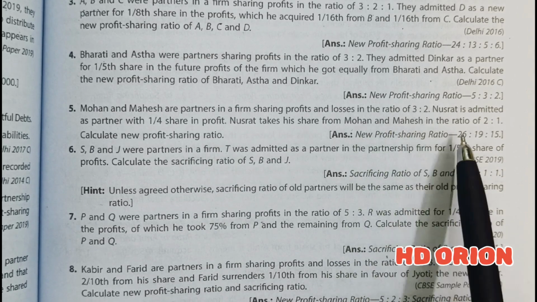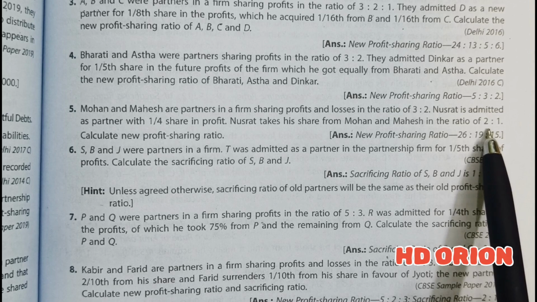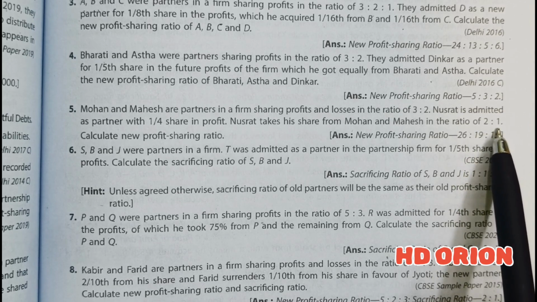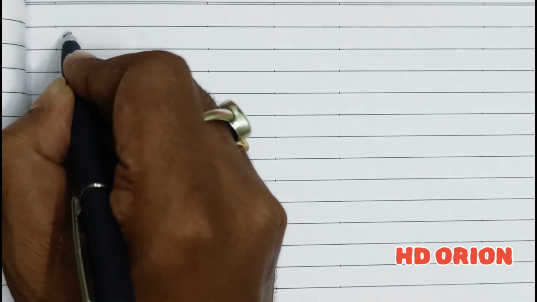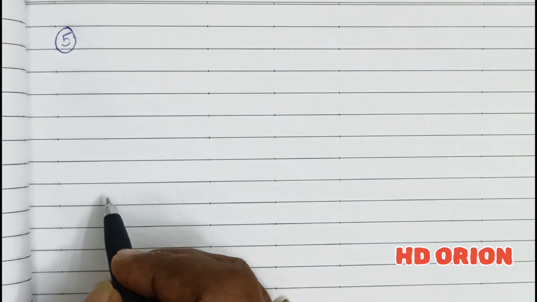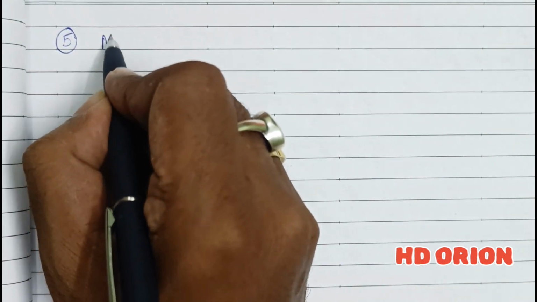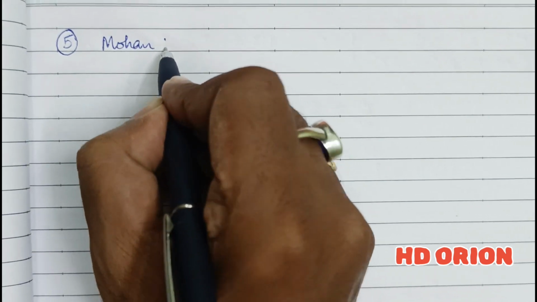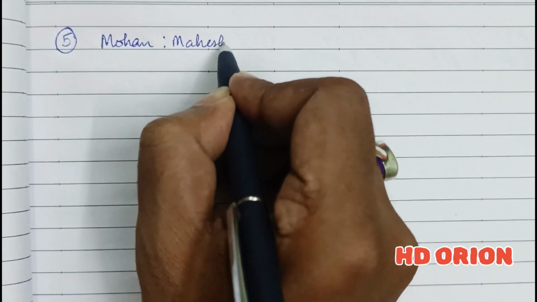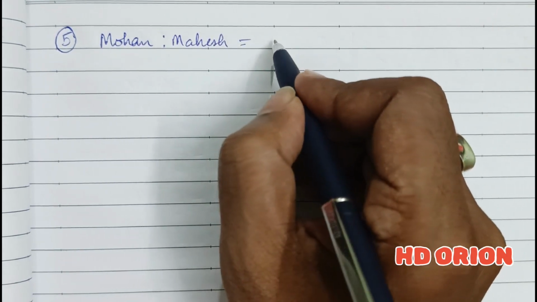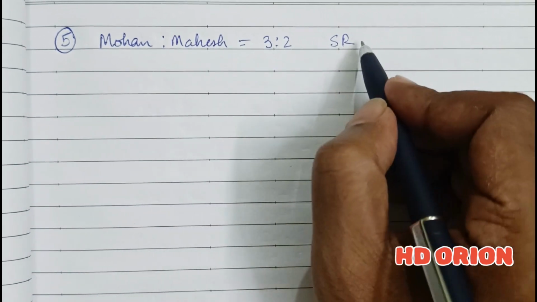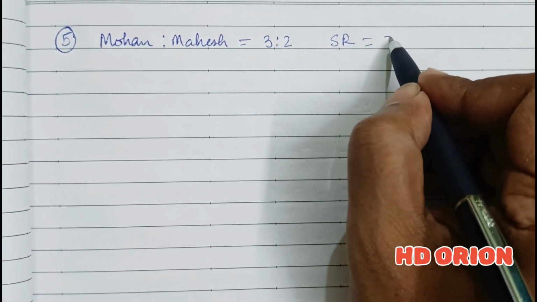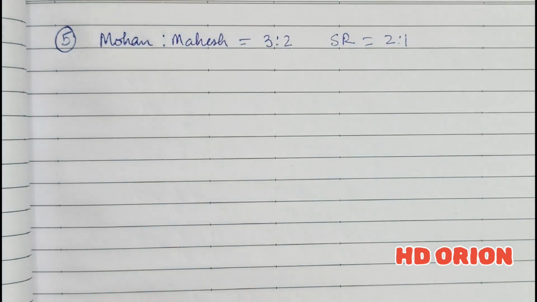So here in this question, sacrificing ratio is already given to us. And we have to use this sacrificing ratio to calculate the new profit sharing ratio. So solution 5 we will see. There are two partners, Mohan and Mahesh, and their profit sharing ratio is 3:2. And sacrificing ratio of Mohan and Mahesh is also given to us in the question, which is 2:1.